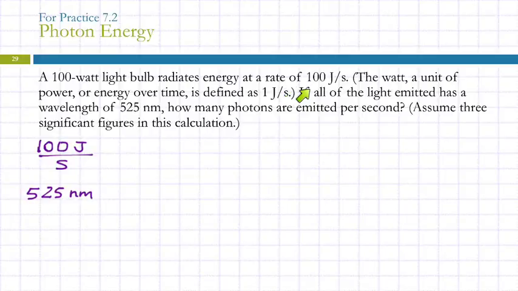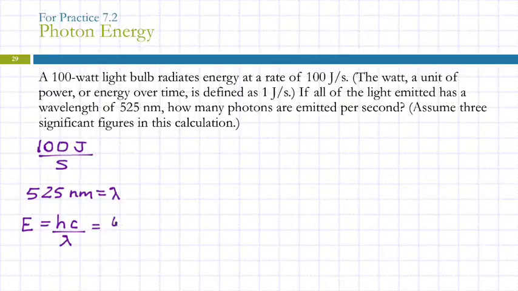So this is giving us energy per second. We just learned about this equation, E equals hc over lambda, that gives us the energy of 1 photon. They told us what the wavelength was. Could we calculate the energy of 1 photon? Sure. It's hc over lambda.